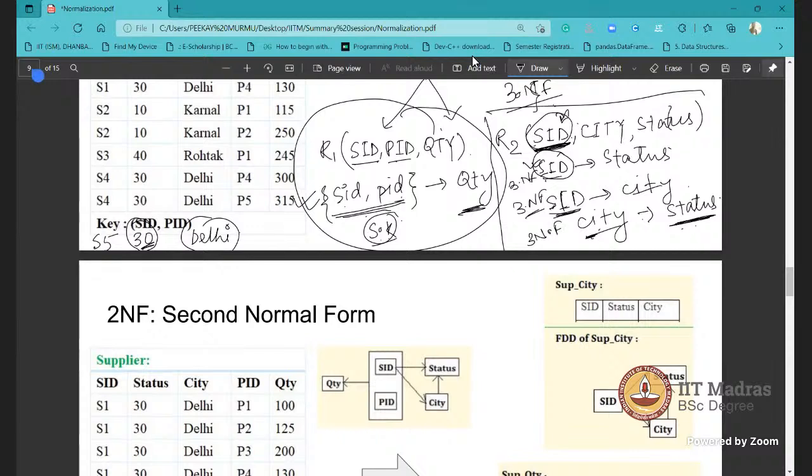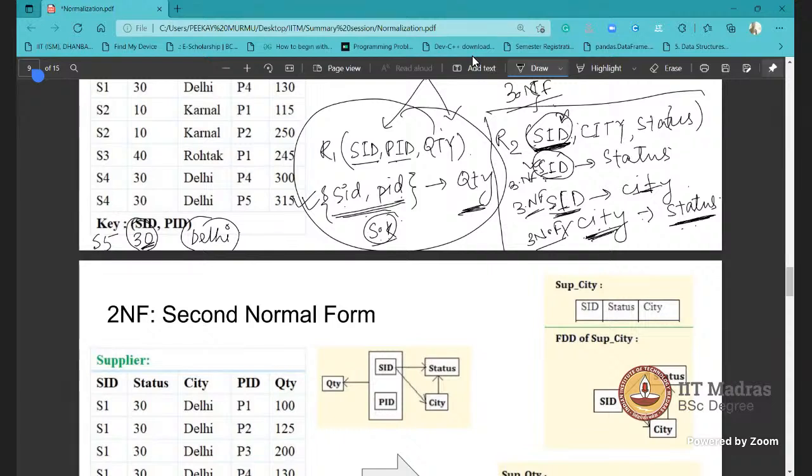So we need to remove this. This is the transitive dependency. You can see SID determines city, and city is a non-prime attribute that determines another non-prime attribute, status. That is not allowed in third normal form. For that, we need to further decompose to be in third normal form.